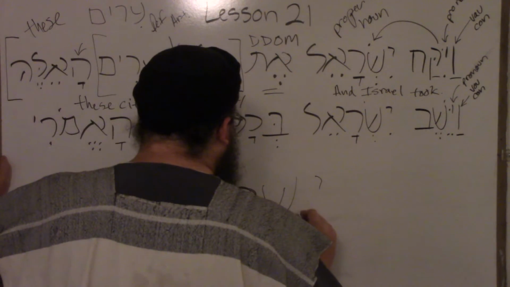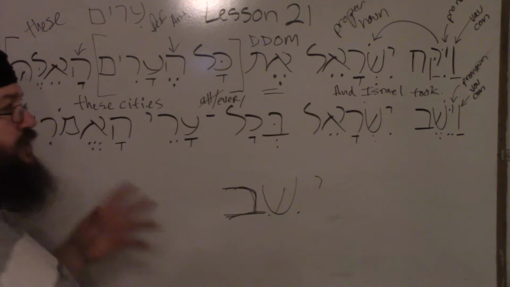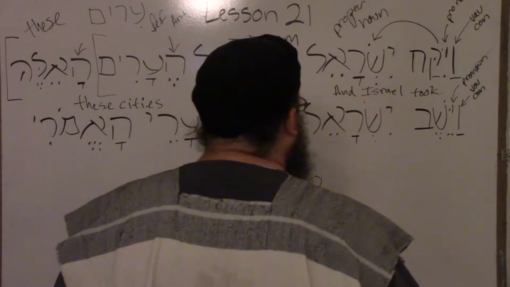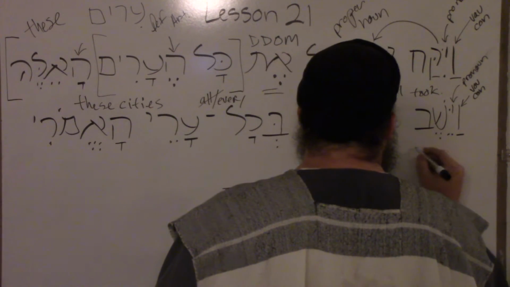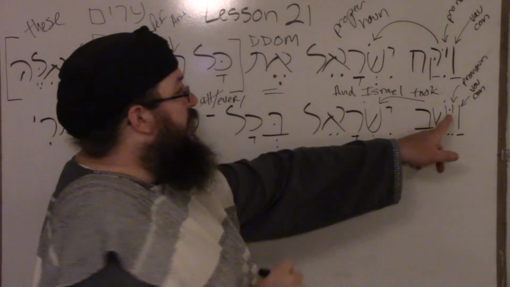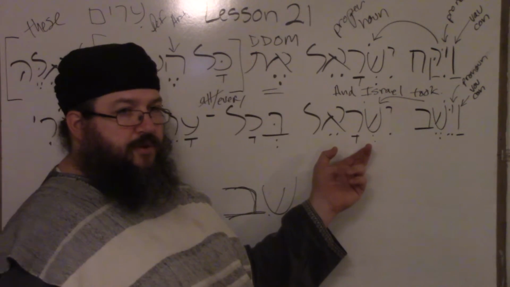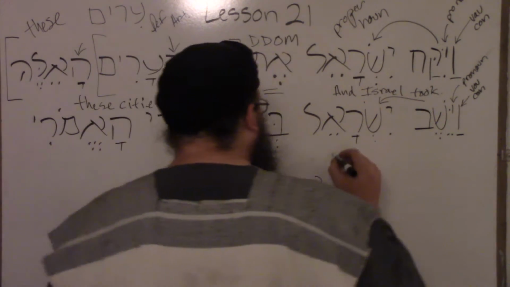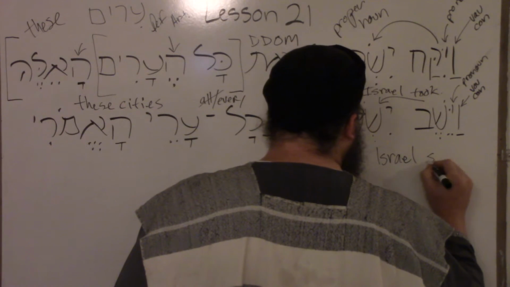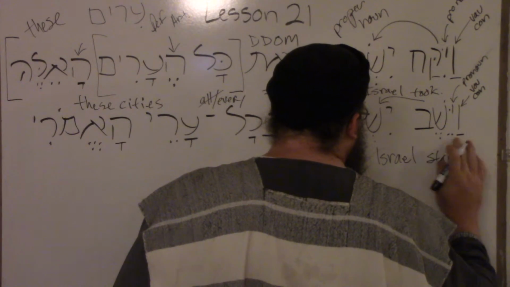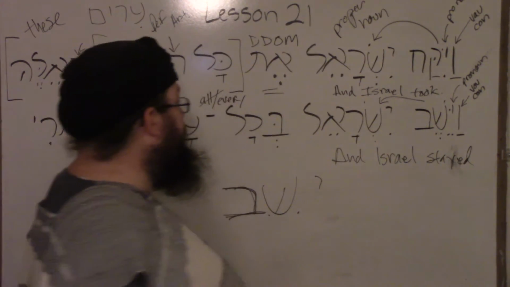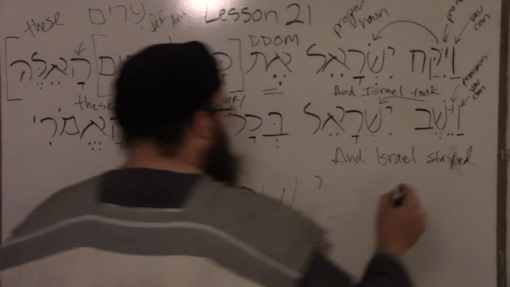So here you have the root yashav, and yashav means to dwell or to stay, okay? So, and he stayed. Once again, I come over here and I look at the pronoun and I'm saying, okay, Israel, third person masculine singular, it agrees. So here, and is Ra'el stayed, okay, or dwelled, you could say as well.